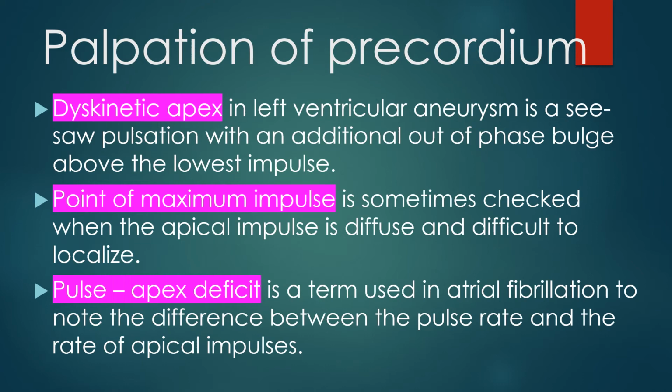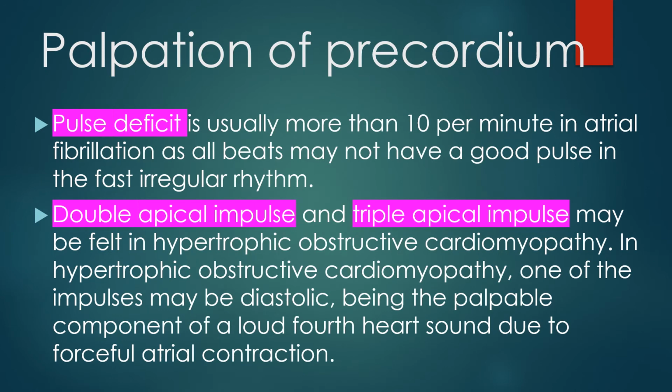Pulse apex deficit is a term used in atrial fibrillation to note the difference between pulse rate and the rate of apical impulses. Pulse deficit is usually more than 10 per minute in atrial fibrillation, as all beats may not have a good pulse in the fast irregular rhythm.